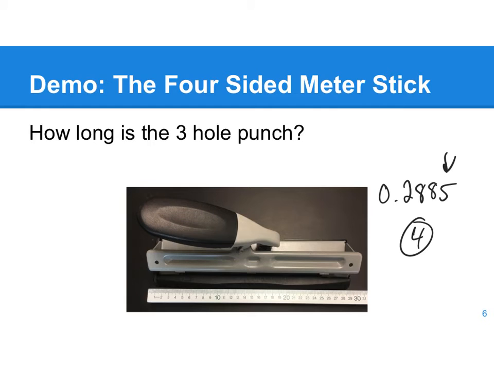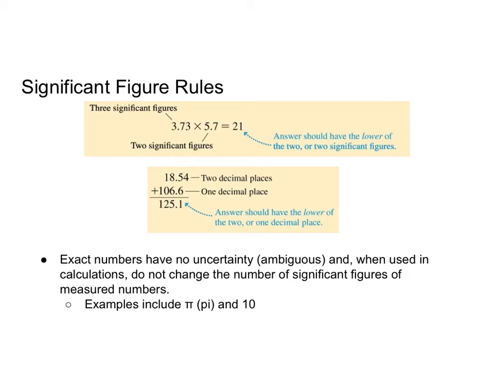Now, what do we do with them is something you spent a ton of time in chemistry doing, so we're going to talk about that real quick. There are rules whenever I have significant figures. If I'm adding, subtracting, multiplying, or dividing, there are different rules. If I'm multiplying or dividing, I have 3 sig figs and 2 sig figs. The answer should have the lower amount of significant figures. So in this case, 5.7 has 2 sig figs, so my answer can only have 2 sig figs.